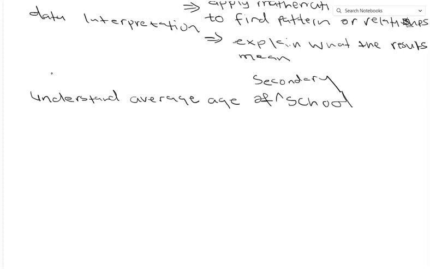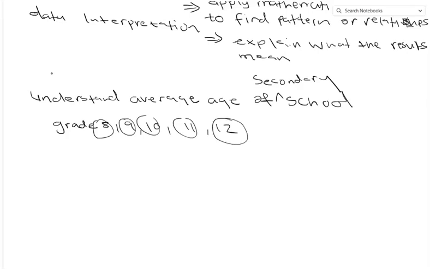Cool, right? So in secondary, we have grades. In South Africa, we have grade 8, 9, 10, 11, and also 12. This is the South African education system, right? So we have grade 8, grade 9, grade 10, grade 11, and grade 12. Okay. Let's say that is a population.